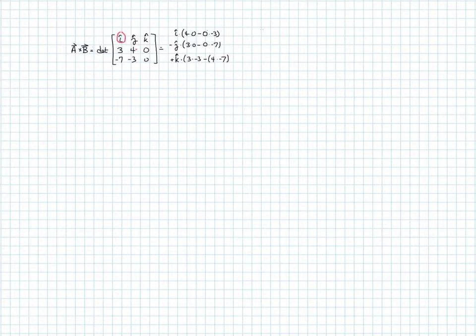Then we go to the j component. Notice that minus sign there, minus j times 3 times 0 minus 0 times minus 7. And then finally, the k component. This is the only one that isn't 0. 3 times 3 minus 4 times minus 7. And notice that this is a vector. It's got components, which we remember are there. Okay.